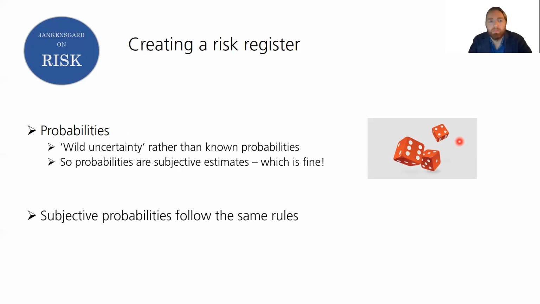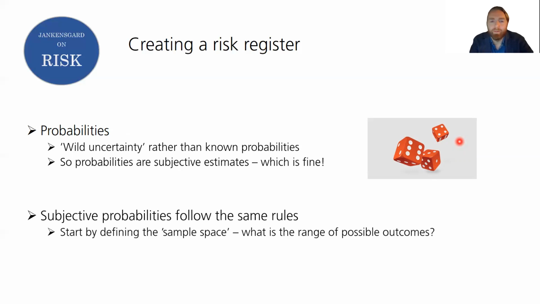And we can make a note here that subjective probabilities follow the same rules as the more objective ones, right? We have to first define a sample space, which will be 1, 2, 3, 4, 5, 6 for a normal die, and this is useful because sometimes people understand the word probability differently.